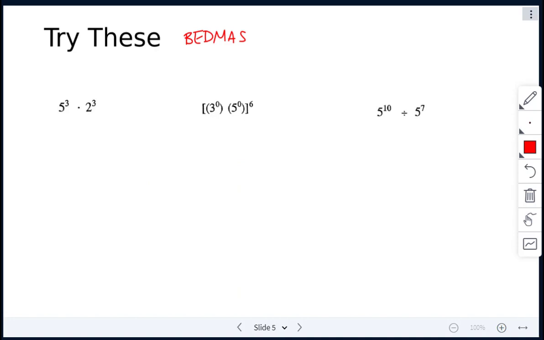All right, so for the first one, we have 5 cubed being multiplied by 2 cubed. So we cannot apply any of the exponent laws because our bases are different. So 5 cubed, you would just put that in your calculator, 5 to the power of 3. That will give you 125. And then 2 cubed, 2 times 2 times 2, which is 8. And then that dot in between there means multiplication. So we're multiplying 125 times 8, and that should give you 1,000.